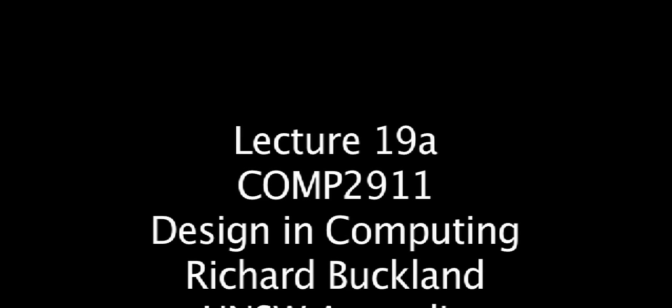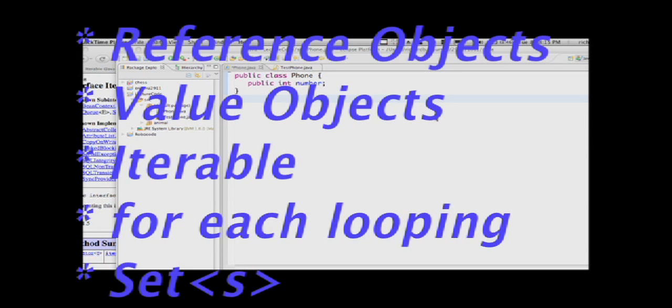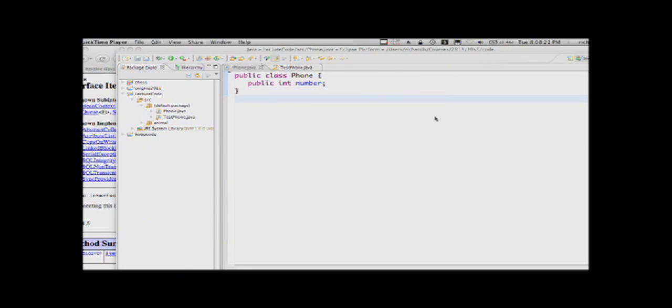I would like, if I may, to take you on a strange journey of reference objects, value objects, iterable, strange new loop, sets, and hashing. We'll start with a class to represent a phone number. It's a pretty stupid class, we'll see later on. At the moment it more or less just looks like a struct, which contains a single value, a member, a number, the phone number.